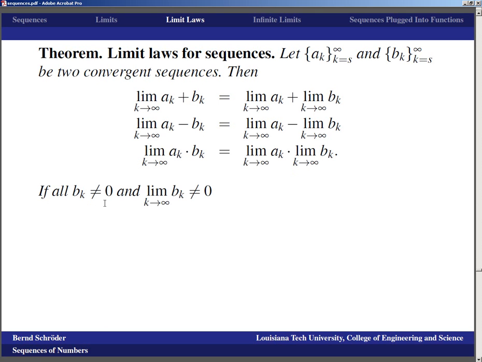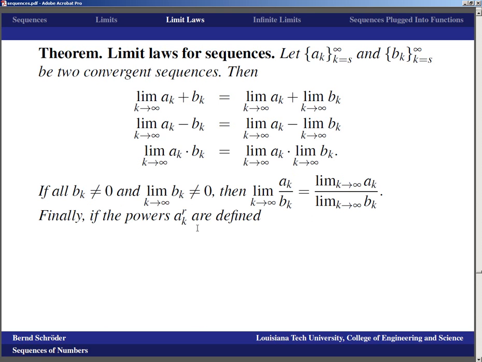When it comes to quotients, we have to be careful. So if all the b_k are not equal to 0 and the limit is not equal to 0, then we also have that the limit of the quotient is the quotient of the limits. And finally, if all the powers a_k to the r are defined, then the limit of a_k to the r is the limit of a_k quantity raised to the r, for an exponent r.